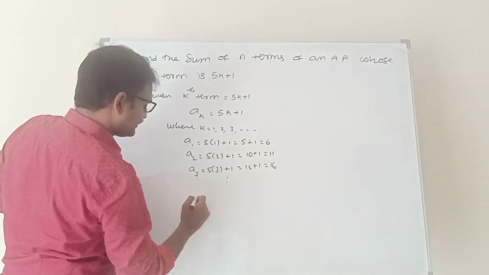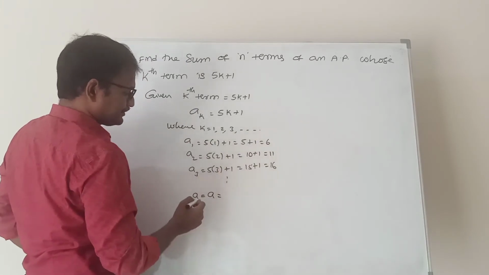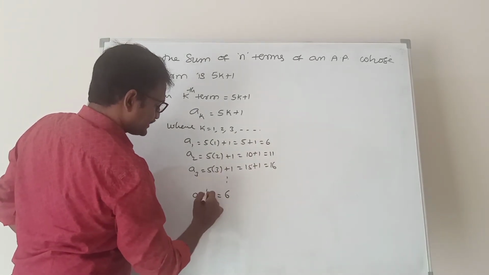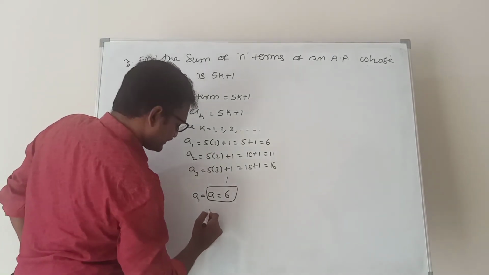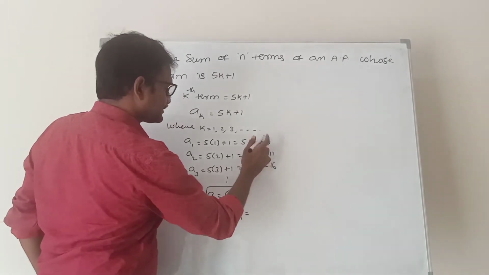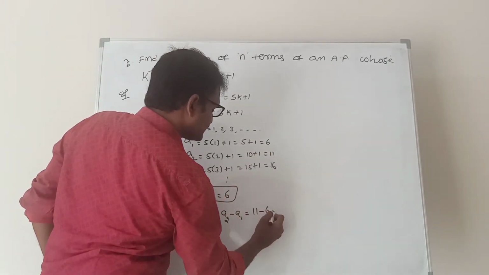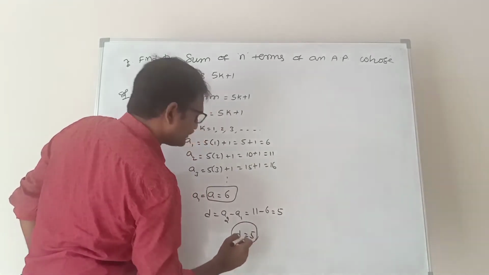First term means A1, A1 means nothing but a. First term always we will denote with a. a is equal to 6. Next, common difference. d is equal to A2 minus A1, second term minus first term, 11 minus 6. 11 minus 6 is 5. So d is equal to 5.